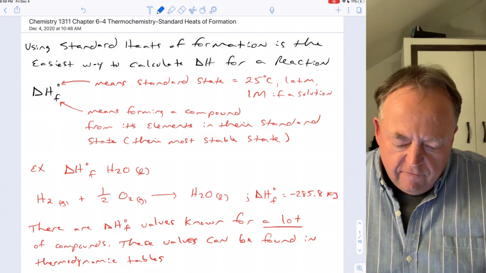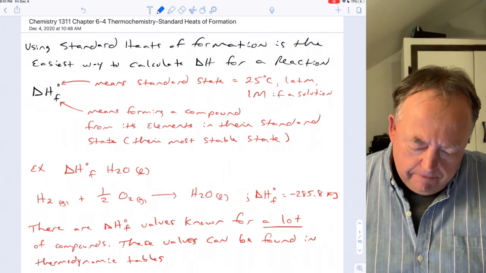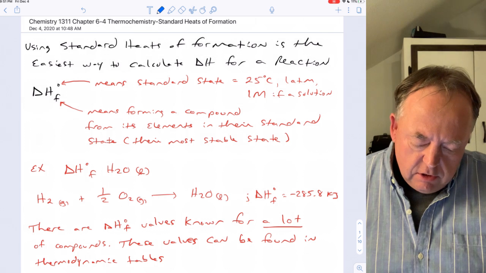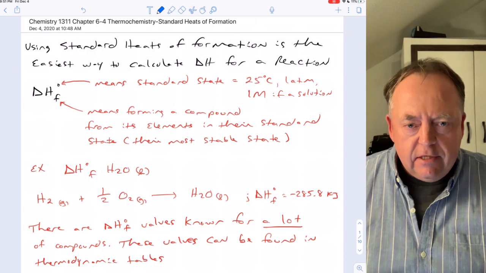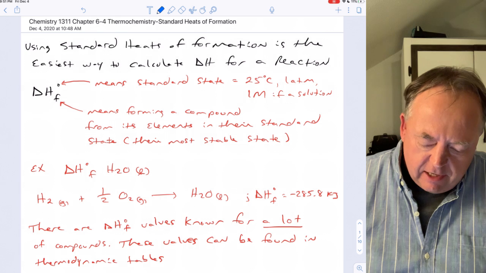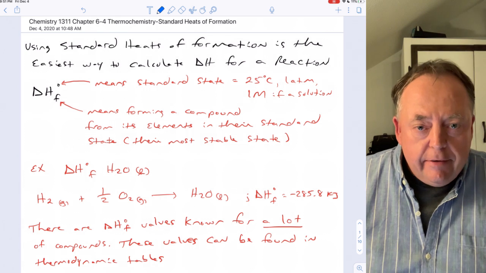Okay, so this will be the fourth lecture over chapter 6. In this lecture, we look at this concept of standard heats of formation and use that to calculate enthalpy values for a reaction.